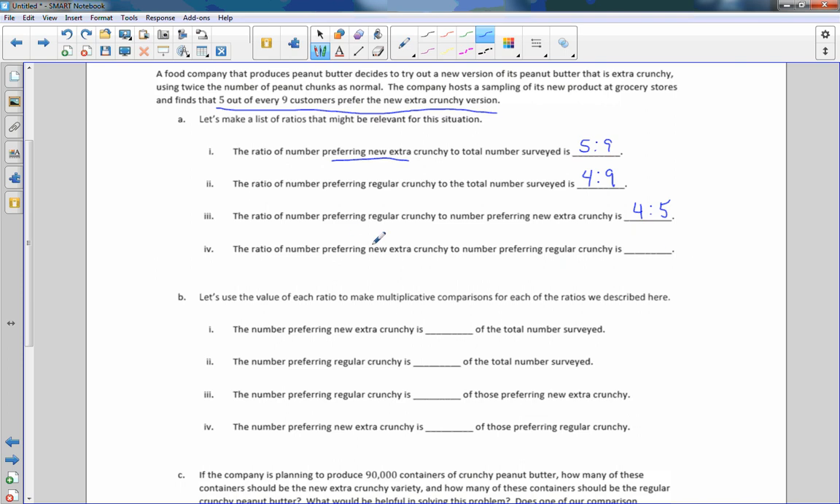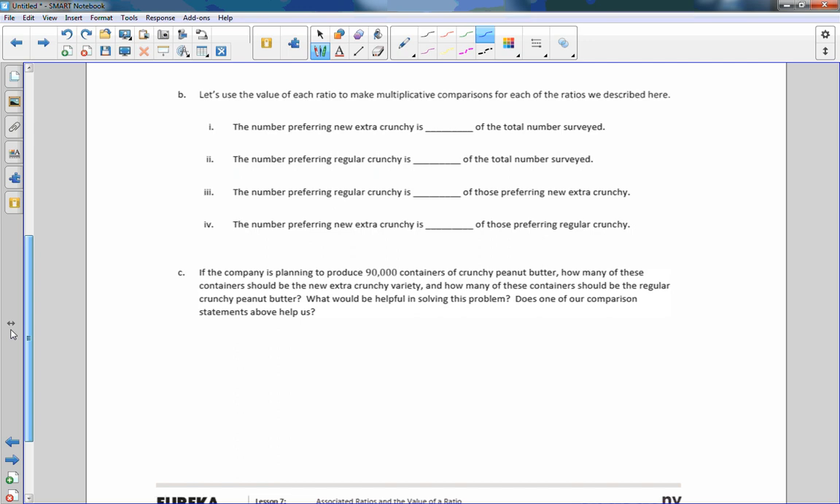And then the ratio of the number preferring new extra chunky, which was 5, to the number preferring regular would be 5 to 4. And you can use colons or the word "to", so I'll just write "to" this time just to remind you. And let's move on to B.